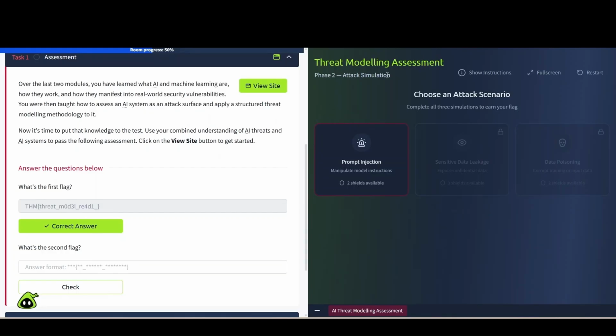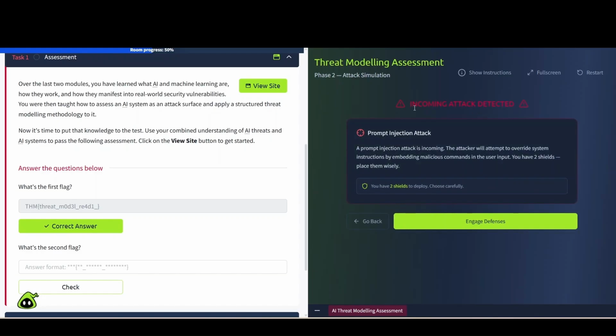Okay, so this is phase 2 attack simulation. Choose an attack scenario, complete all 3 simulations to earn your flag. First one is prompt injection, manipulate model instructions. It says 2 shields available, so let's see what we're cooking with here. Incoming attack detected, prompt injection attack. The attacker will attempt to override system instructions by embedding malicious commands in the user input. You have 2 shields, place them wisely.